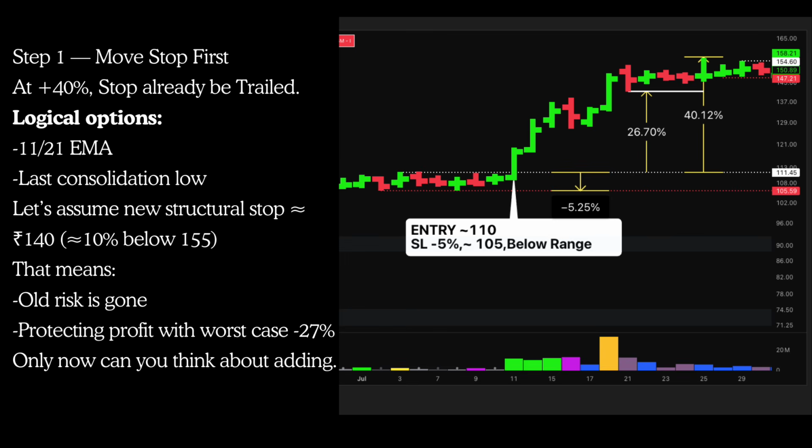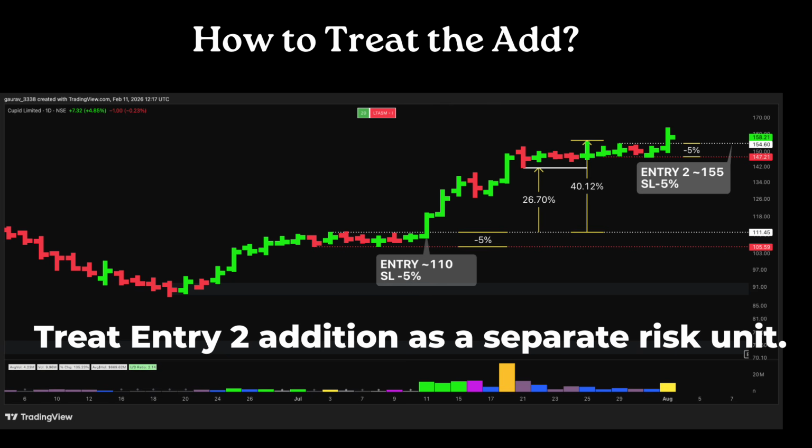So I am in gain. My old risk is gone. I'm basically protecting profit with the worst case of 27%. Once your overall risk has been mitigated, if the stock moves in your favor, now you can think of adding into that stock. Once my old risk is gone, if I want to add into this trade, I will simply treat that new addition as a separate risk or a new trade.